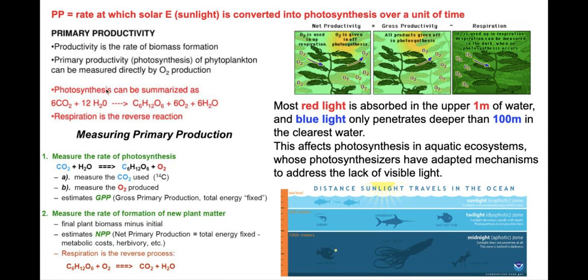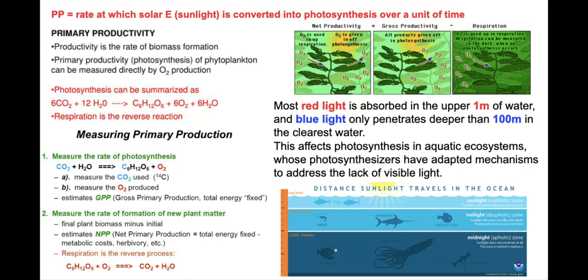Remember that for photosynthesis to occur, for this equation to happen, I'm going to need sunlight. And the problem with sunlight is that not all sunlight can be absorbed or be used for photosynthesis. For example, most red light is going to only be absorbed in the upper 1 meter of water in the ocean. Now, the blue light will only penetrate deeper than 100 meters in the clearest water. So that is going to affect the rate of photosynthesis that I have. Thus, it is going to affect the productivity that I have.